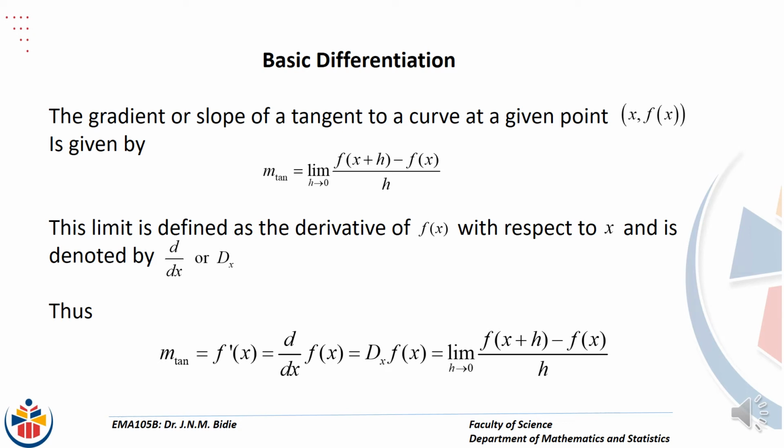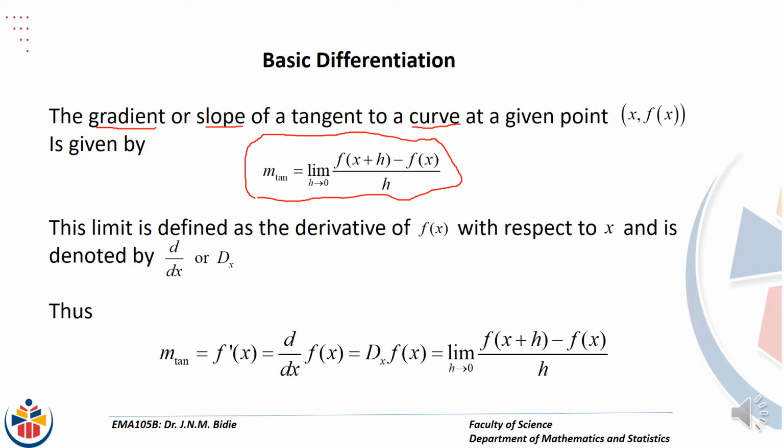On basic differentiation, we start with the definition of the slope or the gradient of a tangent, which we know is equal to the gradient or slope of that curve at that particular point given. And it is defined as this limit, that is the limit of f of x plus h minus f of x all divided by h.